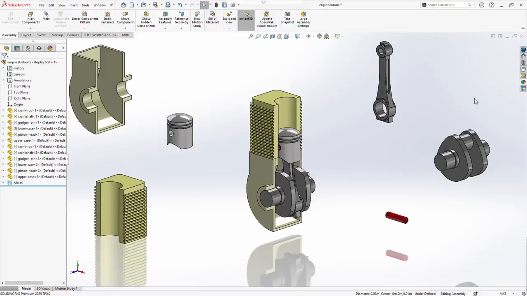Hello everyone, my name is Yash Sharma and I will be moving forward to present our work on the simulation of a single cylinder internal combustion engine using SolidWorks. So our objective was to model and visualize the dynamic operation of a basic IC engine assembly.